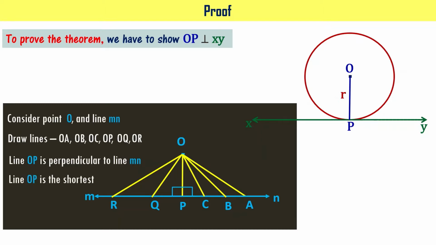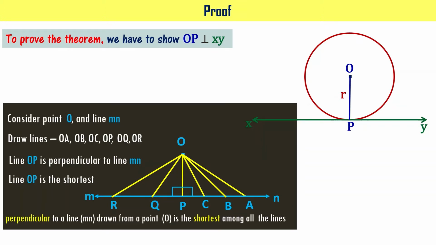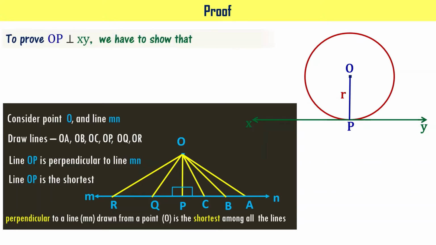And another point we note here is line OP is the shortest among all the lines we have drawn just now, right? In other words, we can say that perpendicular to a line that is MN drawn from a point O is the shortest among all the lines. Let us note this point and go back to the proof.